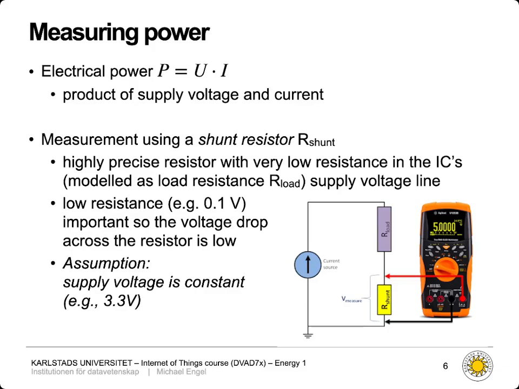So the semiconductor, we are interested in its power consumption here. And this semiconductor or this device we want to measure is usually just modeled here as the purple load resistance R load. And the assumption we take is that the supply voltage provided by the power supply is constant, for example, 3.3 volts. So we have one part of our power equation constant, the U, with 3.3 volts. So in turn, we only have to measure the change of the current over time, and then we can take a look at the power consumption of our device.